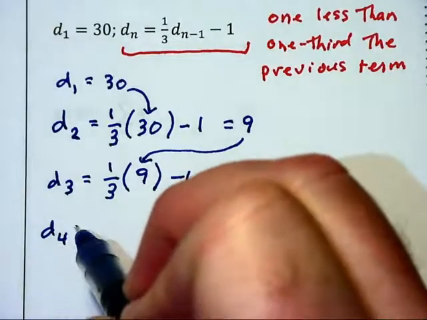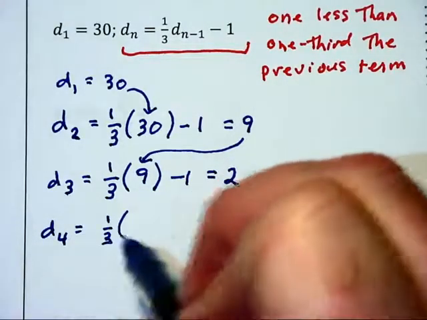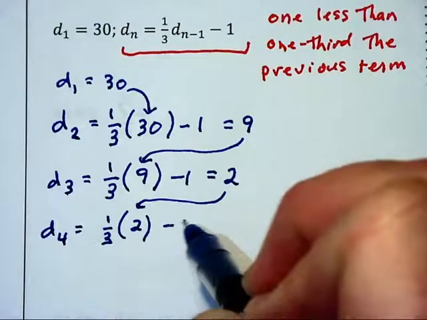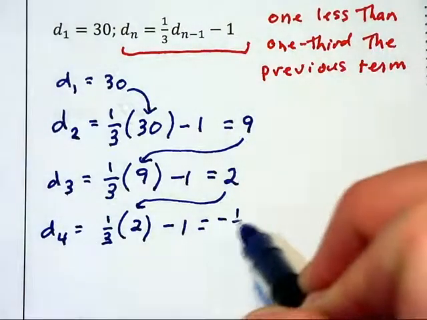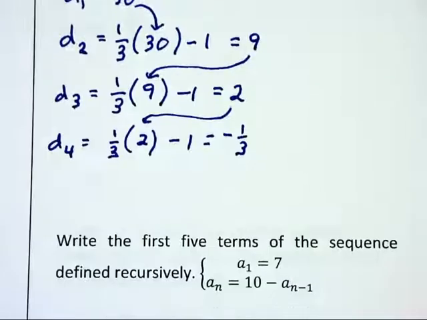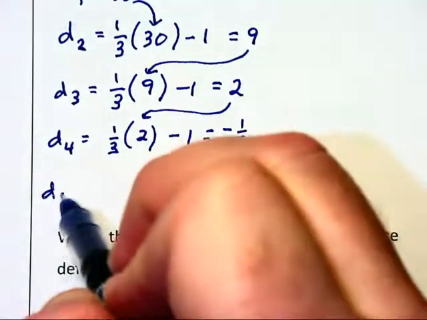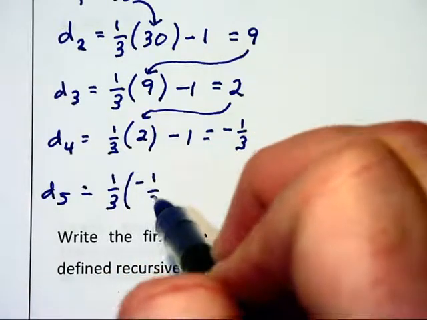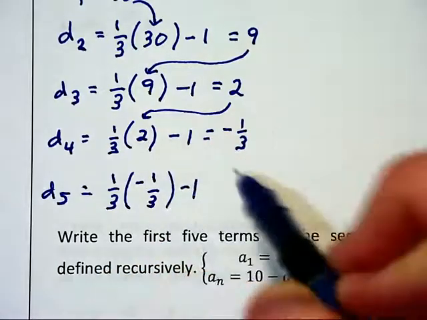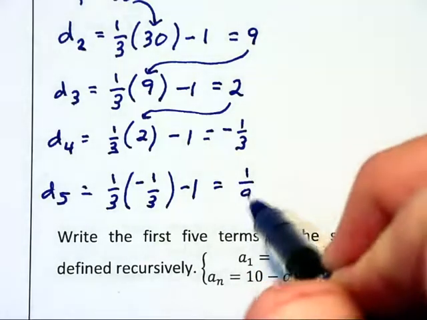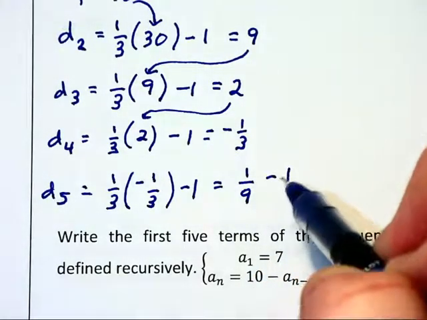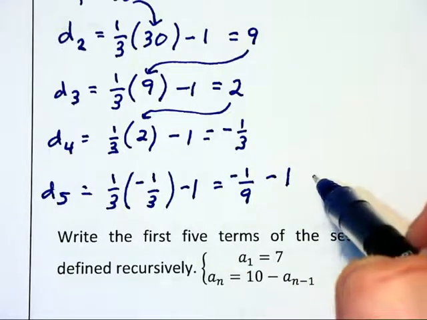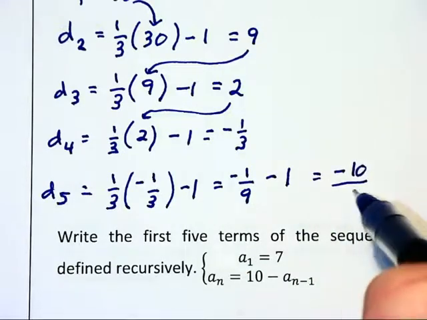To find the fourth term, we will have 1/3 of 2, which was the previous term. 2/3 take away 1 is negative 1/3. And then finally, to find the fifth term, it will be 1/3 times negative 1/3 minus 1. That will become 1/9 minus 1. That will be negative 1/9 minus 1, which will become negative 10/9.